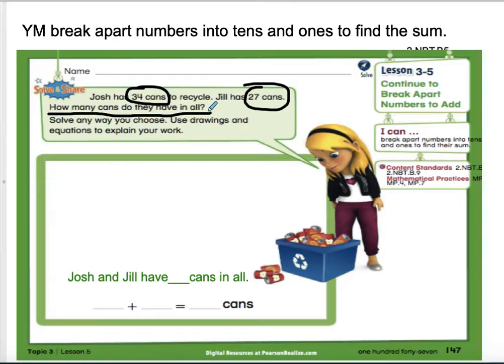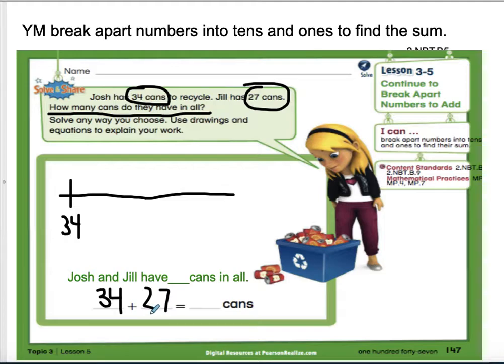So one way that I could add is using an open number line. To add on an open number line, I'm going to first write my equation. 34 plus 27 equals the number of cans. So here's my open number line, and I'm starting with 34.